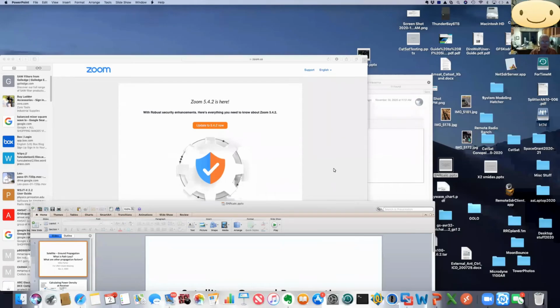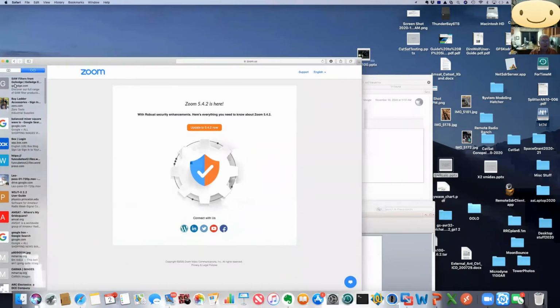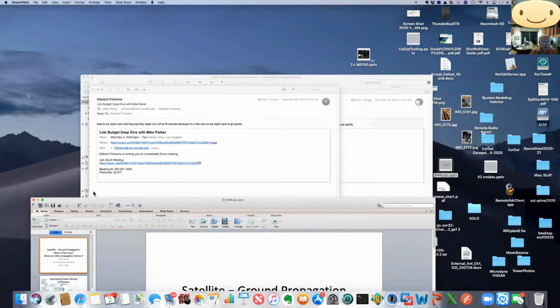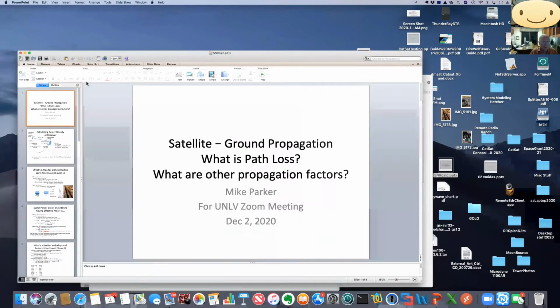Okay, let's see if this works. Okay, I see it. Do you see it? All I see is the update to Zoom. Let me slide this over here. Do you see a screen now? Yes, I do. Okay, so is that okay? Shall we start from there? That sounds good. Go to it.